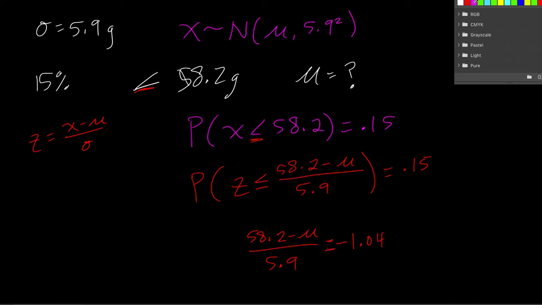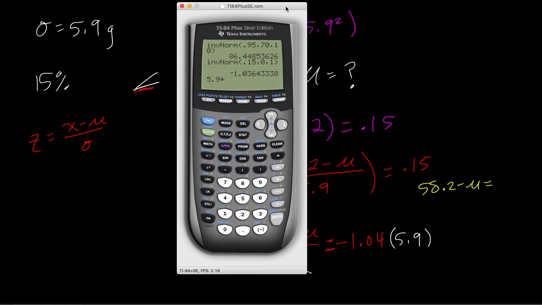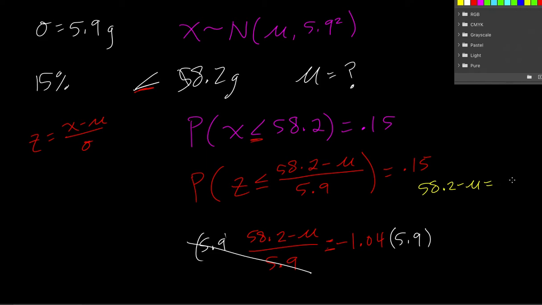Okay? And then from here, we can just do some basic algebra. So we're going to multiply both sides by 5.9. Cancel right there. And then we're left with 58.2 minus mu equals 5.9 times our previous answer. So we get negative 6.11. Okay. Then we want to subtract 58.2.